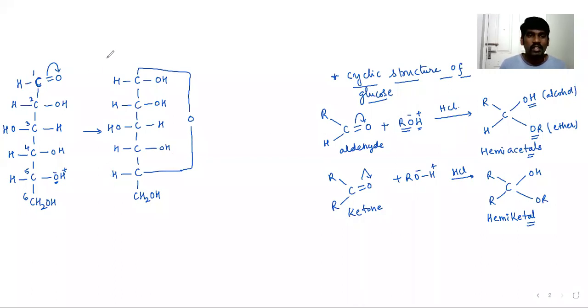What is it called, children? This structure is said to be cyclic hemiacetal. And the same thing, I can write in another way also. Observe it carefully. Please point out the difference and tell me what you observe. Let's check it and tell me.